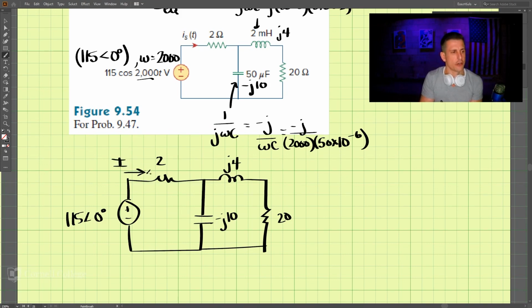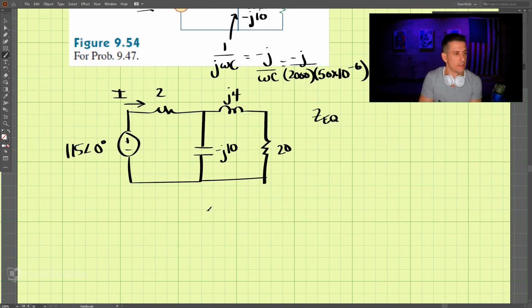So to figure out this current, we need to combine things together. We need to figure out the equivalent impedance. So these two are in series. J4 and 20 are in series. So we can add those two together. That's 20 plus J4 for these two. Now, these two are in parallel with this.